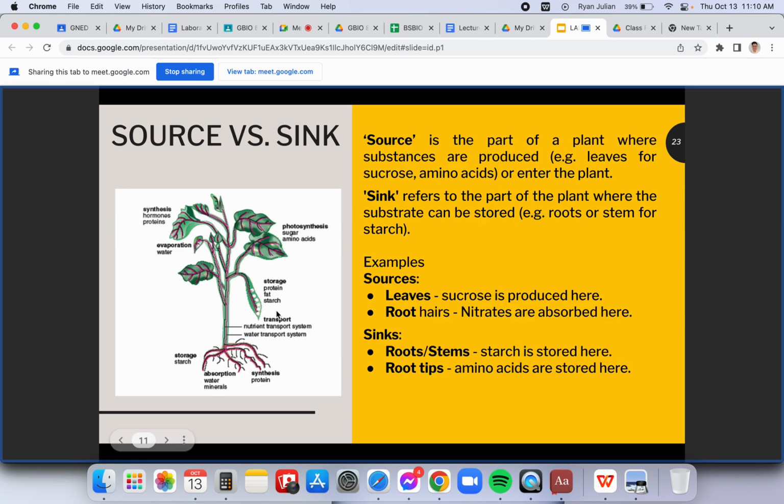Protein, fat, and starch are stored in some portion of the leaves as well, as well as evaporation of water. At the upper portion of the plants, where the leaves are connected to internodes, this is where the synthesis of protein hormones takes place, as well as photosynthesis of sugar and other amino acids. This is the illustration of the various portions or regions wherein source and sink are involved.